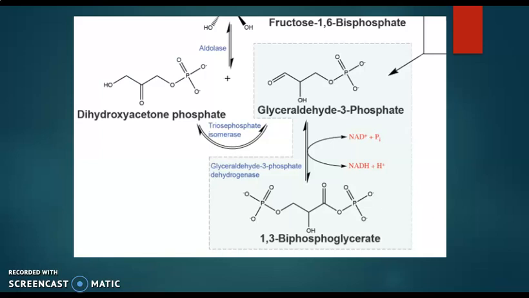So this glyceraldehyde phosphate can also enter from the HMP pathway, that is this arrow. And this fructose 6-phosphate may also enter from the HMP pathway, and glyceraldehyde 3-phosphate also may enter from the HMP pathway. This is the box of the HMP pathway.